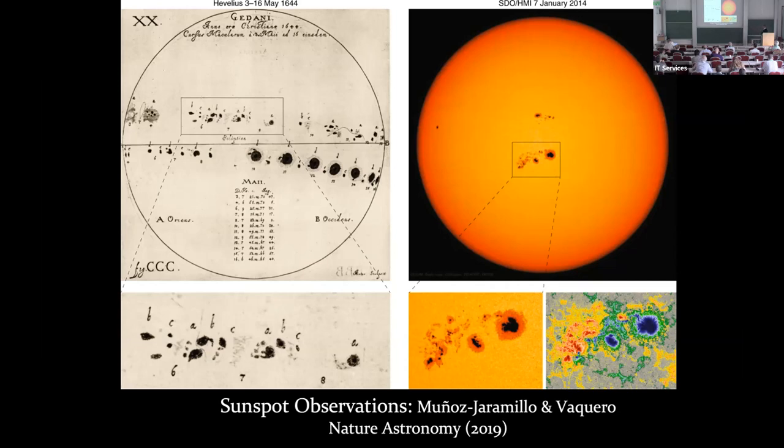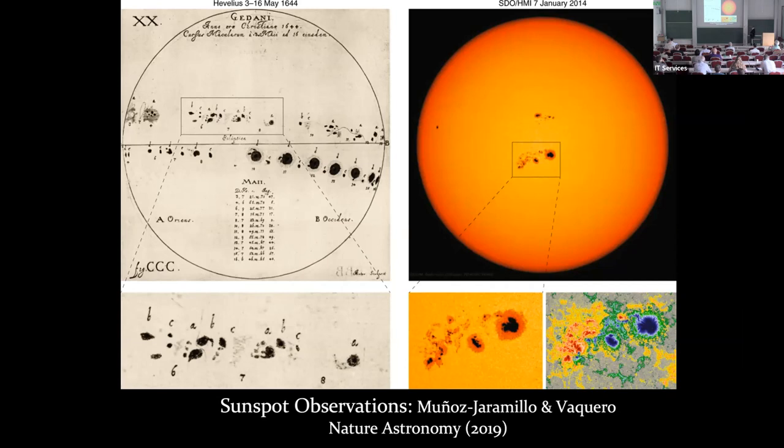This is a more modern observation, of course. This one's from 2014. And so nowadays, of course, we can measure the magnetic field in sunspots, and we know that they're bipolar active regions. So one is a largely northern magnetic field, north pole, and the other is south pole.